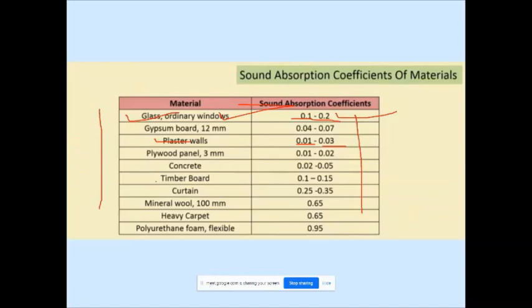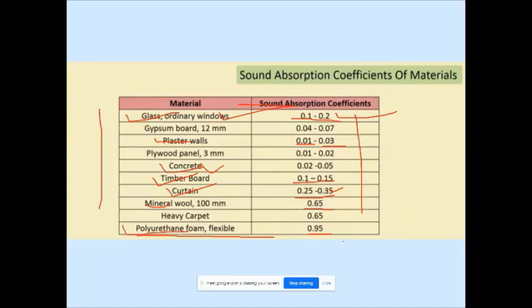If we take timber board, again this is a reflective material because the value is nearby 0. In the case of curtain, 25 to 35% is absorbed and 65 to 75% is reflected. So we can say this is a sound absorbing material, because compared with a plastered wall or concrete wall, this is far better in terms of sound absorption, right? Mineral wool absorbs 65%, and polyurethane foam absorbs 95% of the energy. This is a very good sound absorber, right?